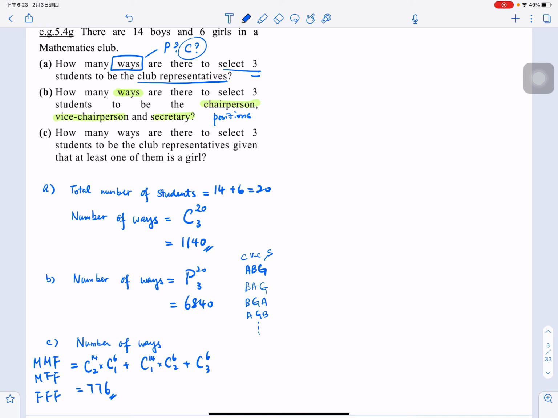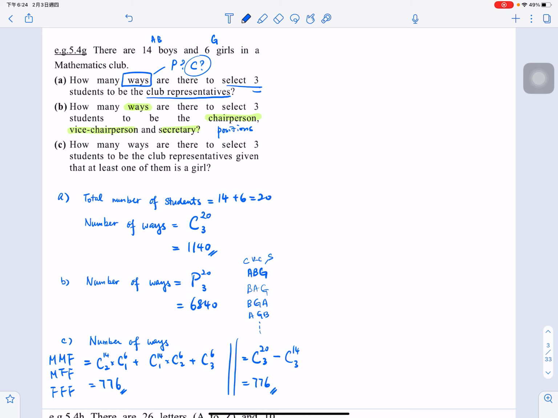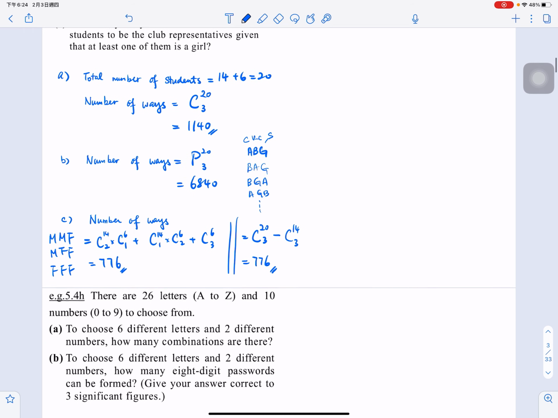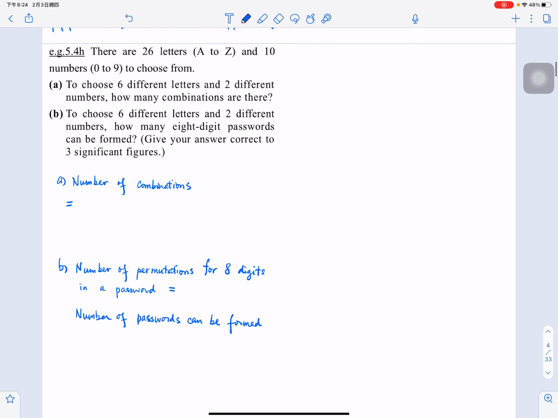However, maybe you can think of it like this. We can use another method. All the number of ways, 20C3, and you cross out all boys, that means 14C3. You still can get the same result, 776. Clear? Okay. So after you understand the permutation and combination, then we can have a look at some probability questions.